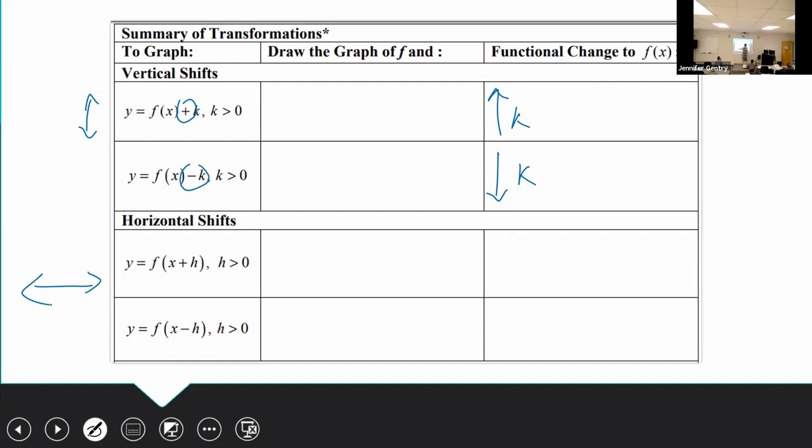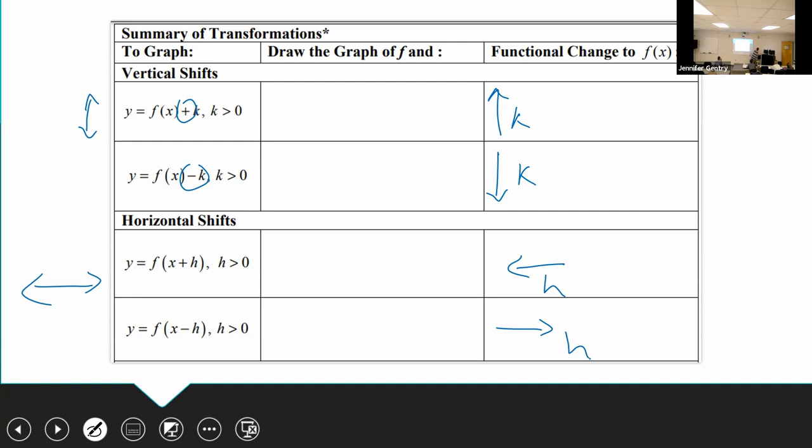Now, if I add h, I go to the left h, right? Because that one was flipped-ish. What happens if I subtract h? Right. You go to the right h. Everybody with me? Awesome.